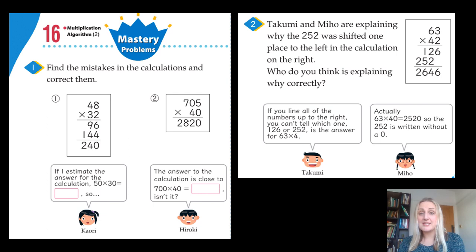Here's another one. The two children are explaining why the 252 was shifted one place, and the students have to say who they think is explaining it correctly. So this is no different really to how we teach it in this country. There's a real focus on understanding the algorithm, but we can certainly see that the algorithm in use here is the column method, and that means that the government is correct in saying that it's used in high-performing jurisdictions. It doesn't mean that we should do something just because they do it in high-performing jurisdictions, but the government is correct in saying that that is what is happening.